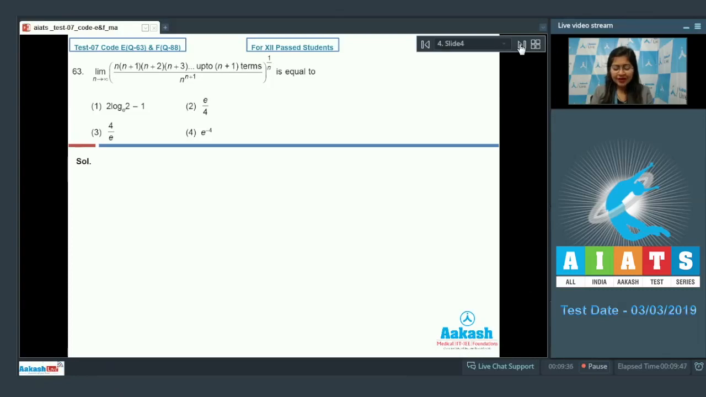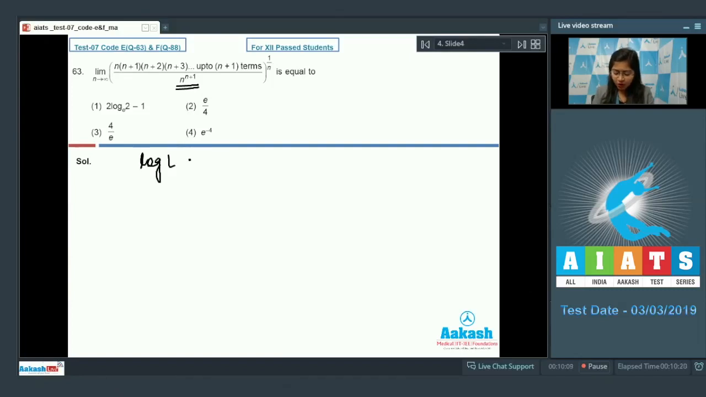Here it can be observed that in the numerator I have n plus 1 terms, and in the denominator also n has been multiplied n plus 1 times. So we can give n in the denominator to each term in the numerator, right? So let us first assume the given limit equal to L, and let us take log on both sides. Let us see what we'll get.